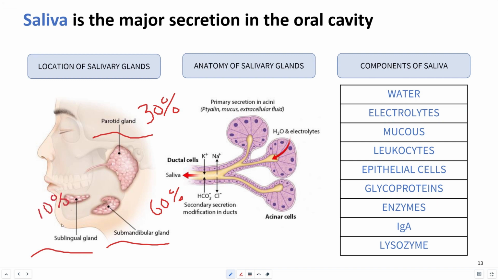The primary secretions inside these acini include mucus, ptyalin, extracellular fluid, and also electrolytes. You can see right here that the sodium gets reabsorbed back into the epithelium, as well as chloride, whereas bicarbonate and potassium get secreted in. So the key components of saliva are water, electrolytes, mucus, little traces of white blood cells, epithelial cells, glycoproteins, enzymes, lysozyme for breaking down bacteria, and IgA antibodies.